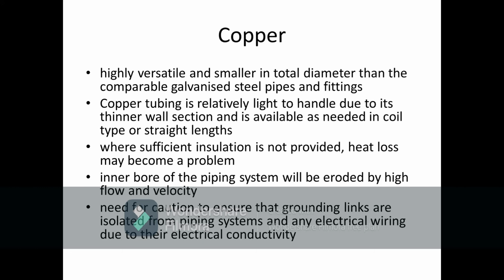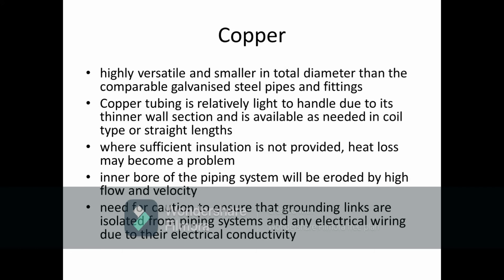Wherever sufficient insulation is not provided, heat loss may become a problem. So this is a concern. And the inner wall of the piping system will be eroded by high flow and velocity. So if we were to use copper, we have to make sure that in the piping system the flow rate is constant, as the increase in velocity could cause corrosion in copper.